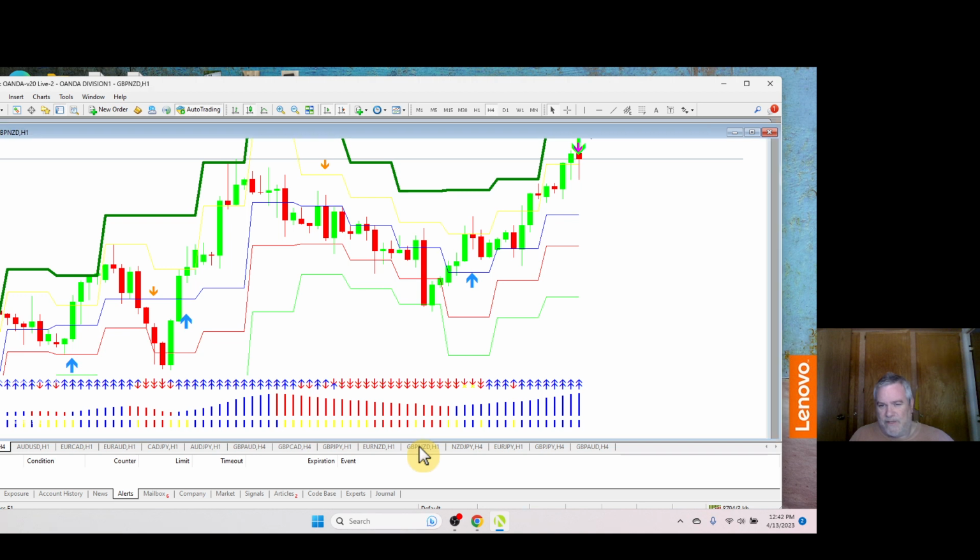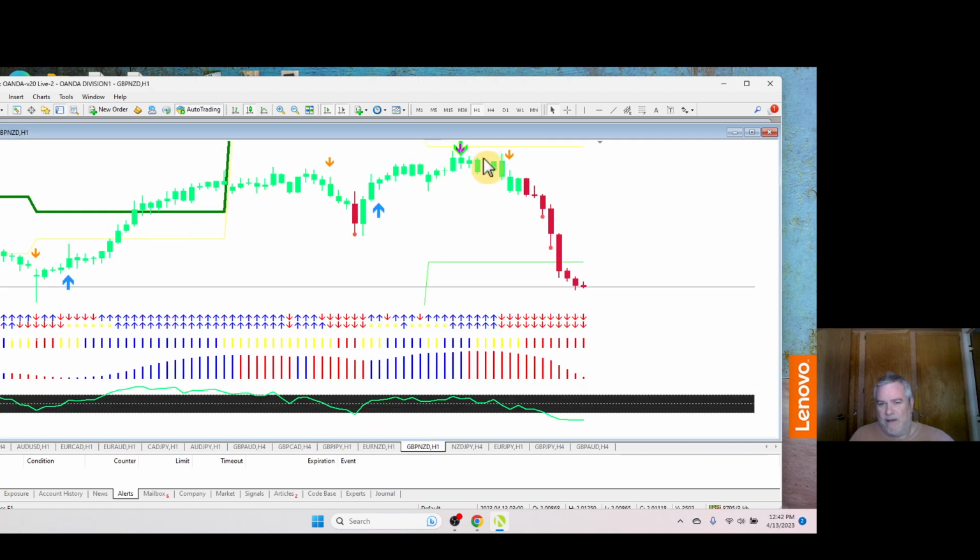Pound New Zealand's probably the same thing. Yep, you had three opportunities to get in short. If you've not taken profit, take some right now. Take it right now, half, third, quarter, whatever you want to do, and move your stop to the top of that candle right there. That's on the 1 hour.